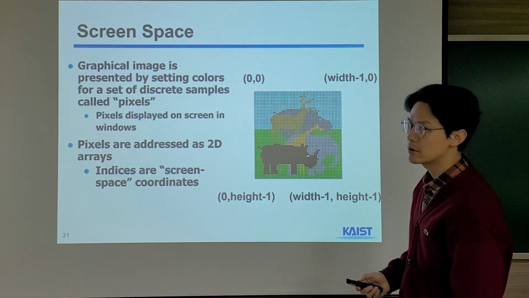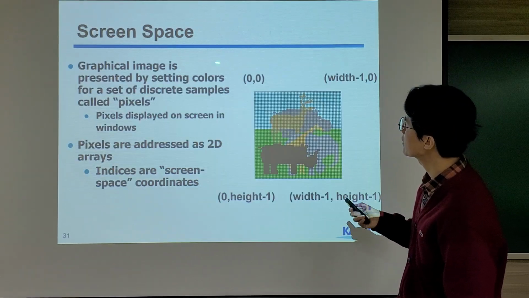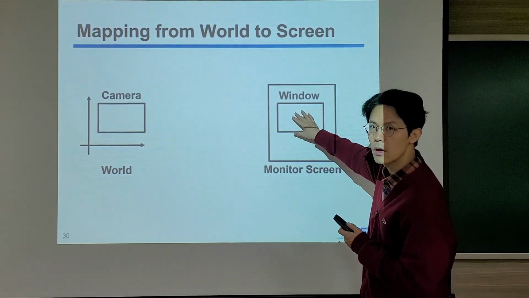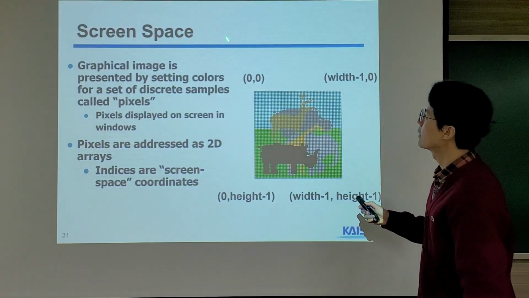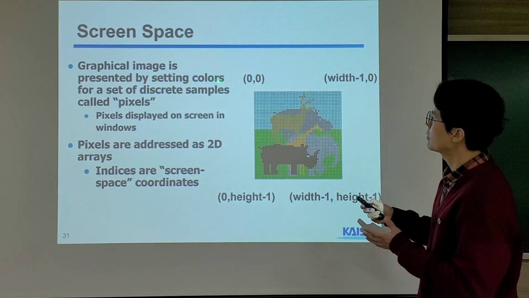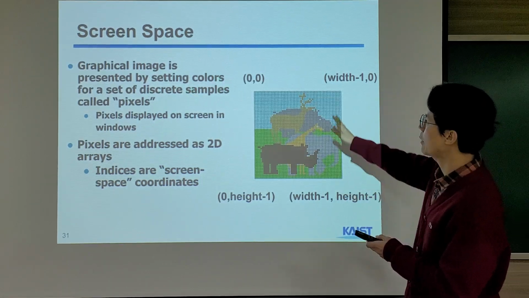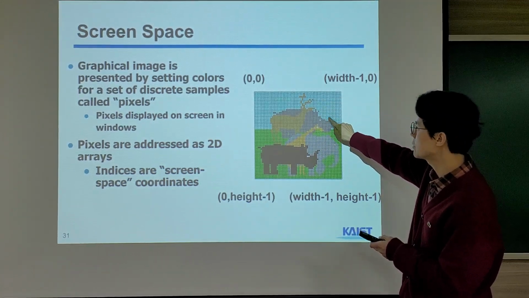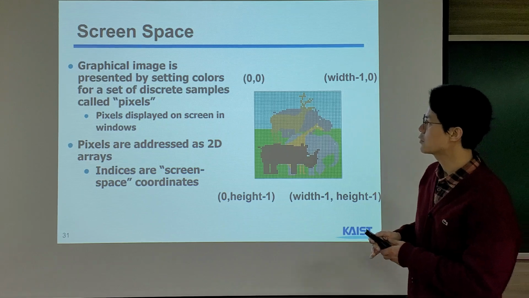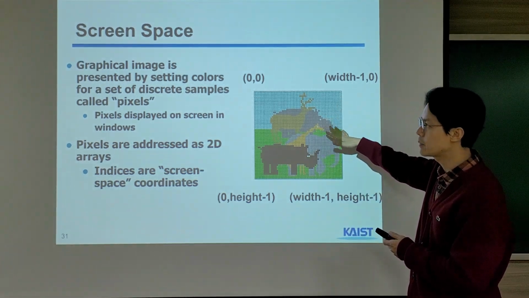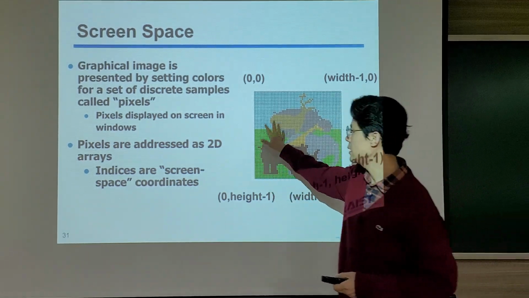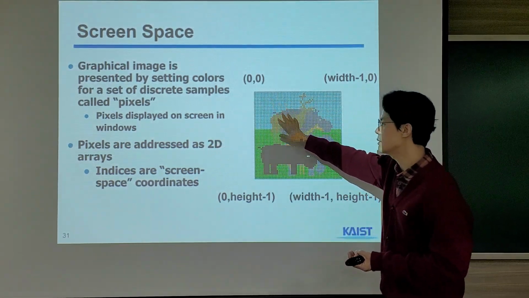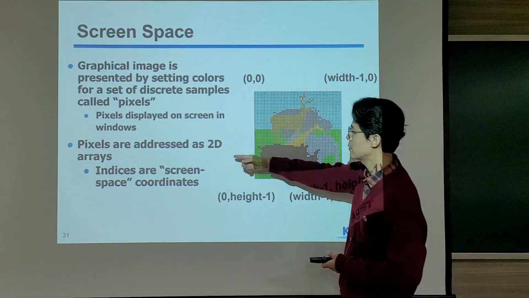First of all, to answer this one, we need to define the screen space. In the end, this window is nothing but screen space, right? It consists of pixels, right? Screen space is nothing but this grid. We can represent a graphical image by setting the color for a set of discrete samples. We call it a pixel, right? And then this pixel is displayed on the screen in a typical window, right? This pixel grid is just a 2D array, and we can specify an index. We also call it the screen space coordinate.